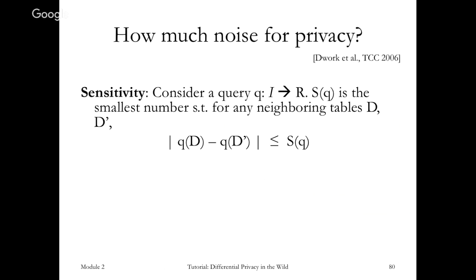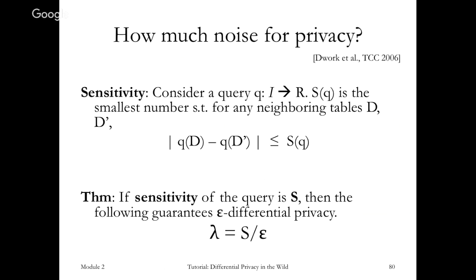So we consider some query that takes in the database and maps it to some real number. And S_Q is the sensitivity of the query. It's basically the smallest number such that if I take any two neighboring data sets, and by that I mean they differ by just one record, we look at how much the query answer can change between those two. We want to consider the maximum possible change, and that's the sensitivity. Intuitively, this is saying, if I were to add one more record to the database or remove one record from the database, how much could I change the query answer?